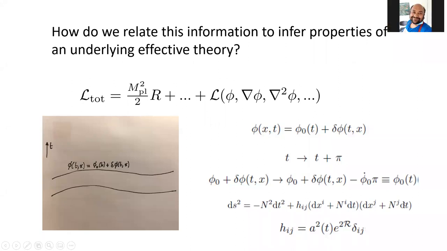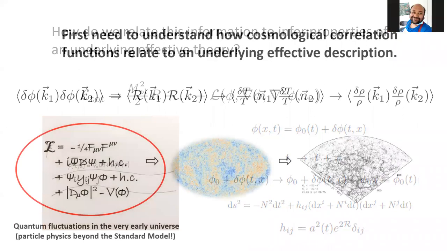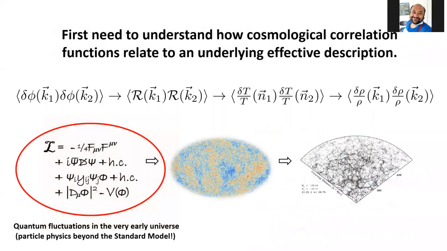I have one question on your previous slide. You mentioned the beyond the standard model particle physics. Can any signatures of something like supersymmetry be confirmed through these fluctuations, possibly? But we don't have any evidence.